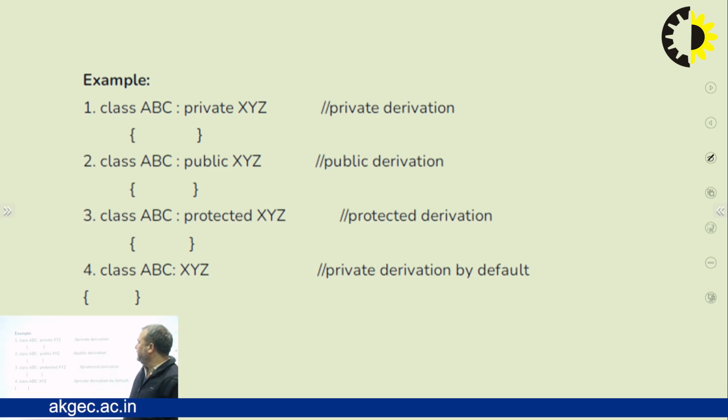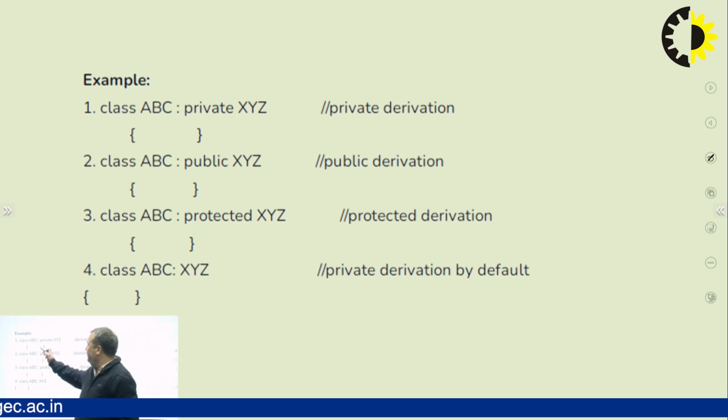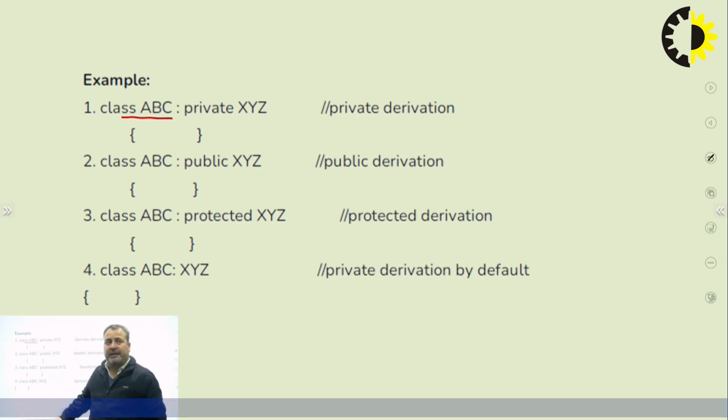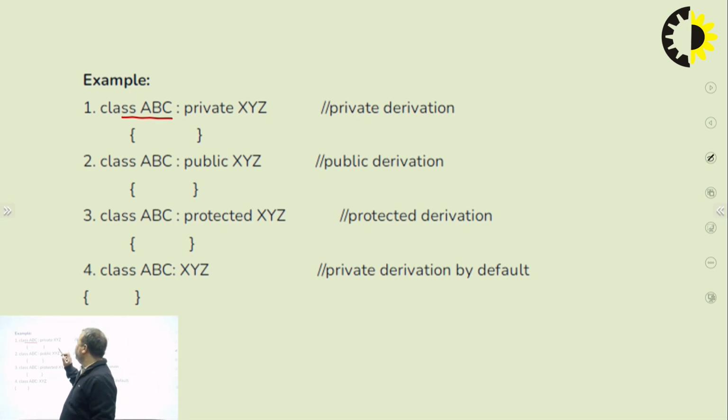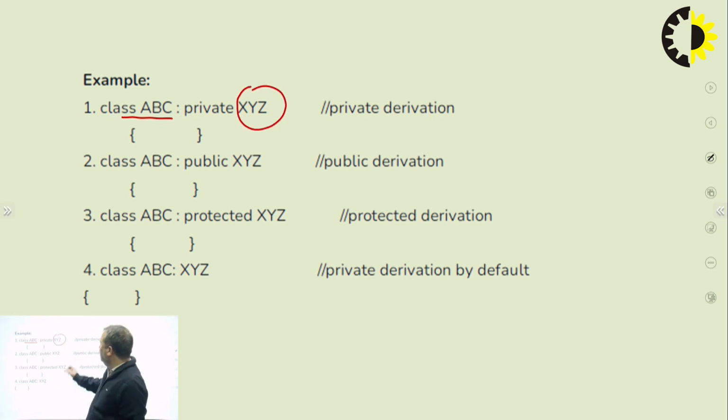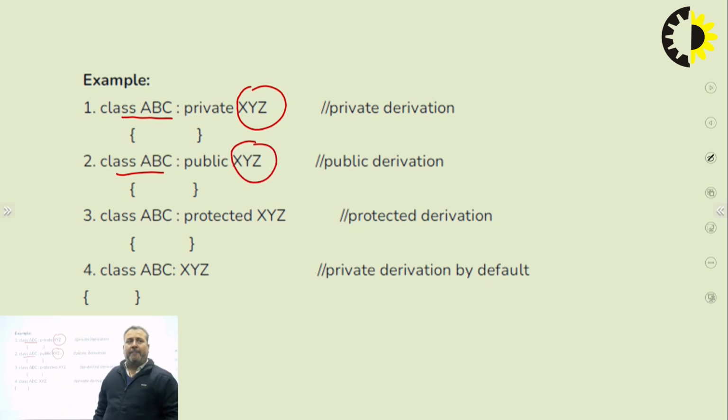For example, you can see here class ABC means this is the derived class, or new class, colon private XYZ means this is the base class, or parent class. So the parent class is privately inherited. This is called private derivation. Next, say we have created a class ABC and we inherit XYZ publicly, meaning public XYZ. So XYZ is the base class and ABC becomes the derived or new class.